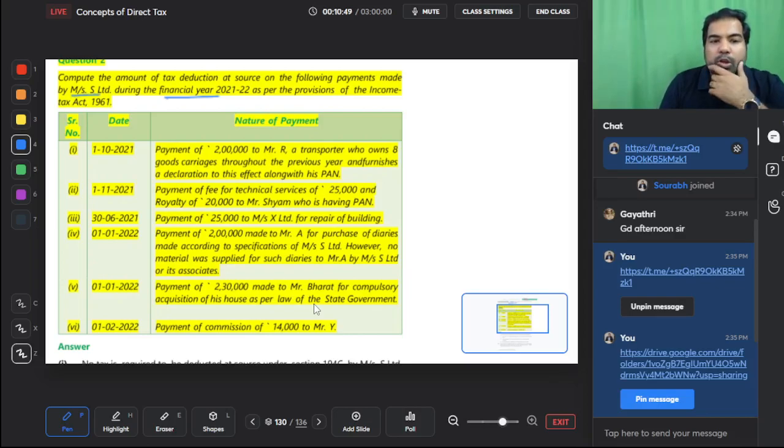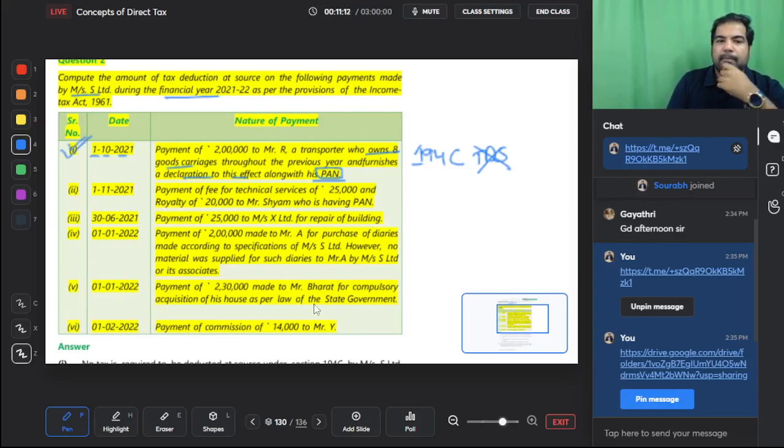On the 1st of October 2021, payment of 2 lakh to Mr. R, a transporter who owns 8 goods carriages and furnishes a declaration to this effect along with his PAN. Guys, 194C generally applies to contractors, but if it's a transporter having up to 10 goods carriages and giving a PAN, no TDS will apply in this case. So you can make the full payment without deducting anything.